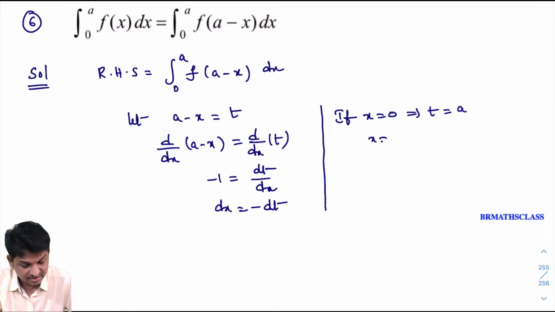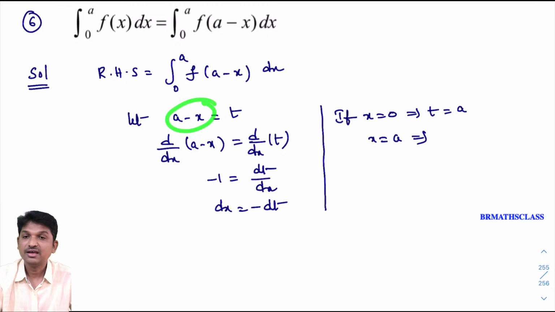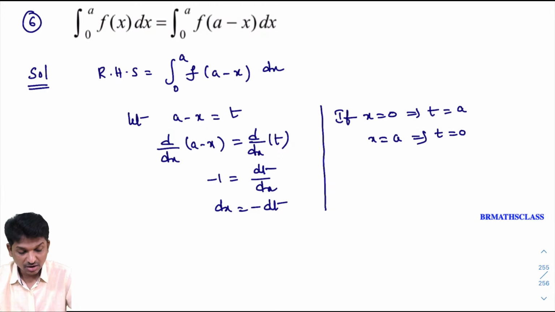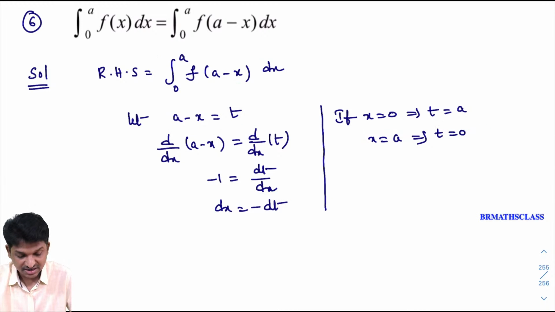If x equal to the upper limit, what is the upper limit? a. If x equal to a, in place of x you write a. a minus a is 0, right? So what you will get? t is 0. I hope you are understanding. Okay, now see, this is the first point. Okay, second point, third point. These three things I'll substitute in this question. Let's see what changes will happen.